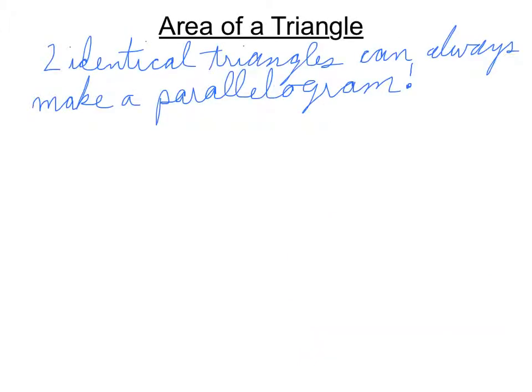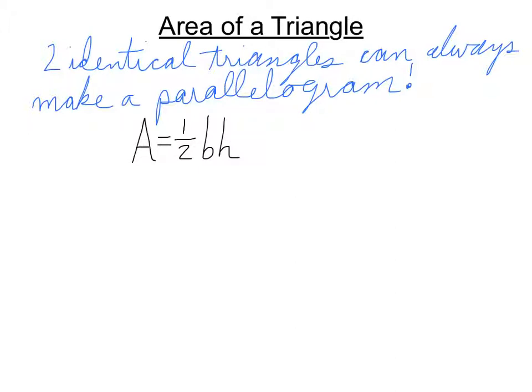So as we look at the area of a triangle, we need to keep in mind that two identical triangles can always make a parallelogram. So in a way, a triangle is half of a parallelogram, which leads us directly to the formula for the area of a triangle. So if a parallelogram's area is base times height, a triangle will be half base times height.